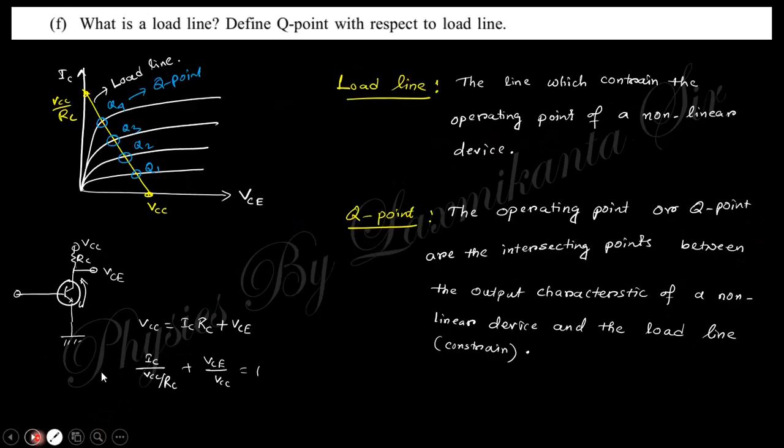Okay. Next question says, what is the load line? Load line is nothing but the line which denotes the operating point of a linear device. This is a non-linear device, and this is the load line. You can see here it is a transistor. The equation will be VCC equals IC RC plus VCE. So finally you get this relation, which is the straight line equation. And the corresponding Q value is nothing but the intersection between the output characteristics and the load line. The intersection between the output characteristics and the load line is known as the Q point.